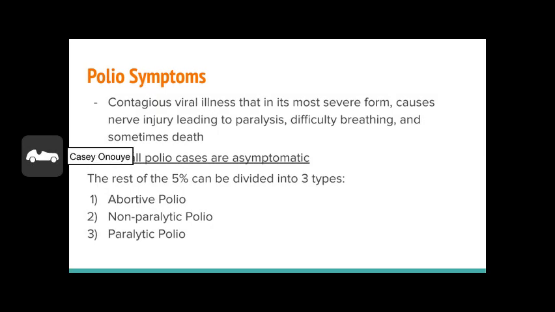Polio is a contagious viral illness that in its most severe form causes nerve injury leading to paralysis, difficulty breathing, and sometimes death. 95% of all polio cases are asymptomatic, meaning they do not experience any symptoms. The rest of the 5% can be divided into three types. This includes abortive polio, non-paralytic polio, and paralytic polio.